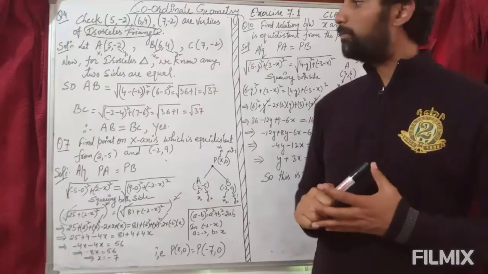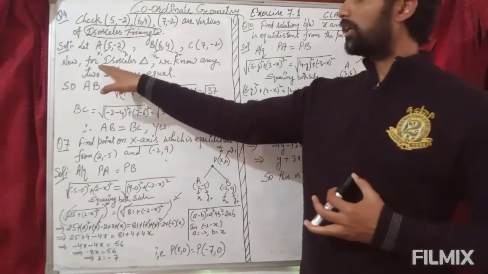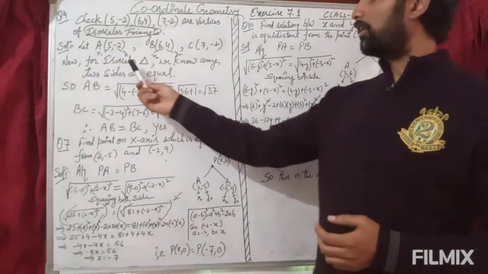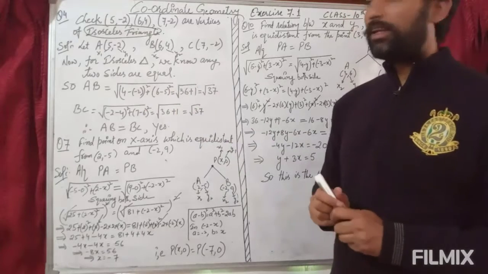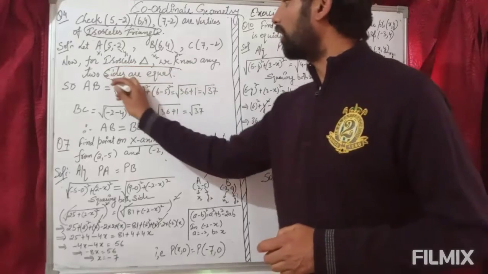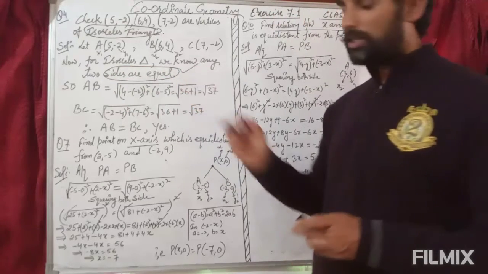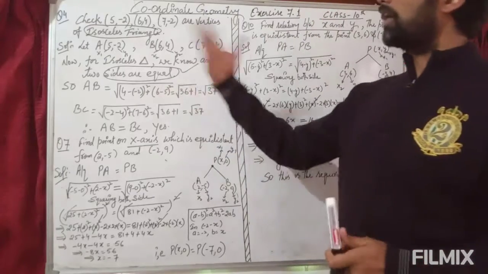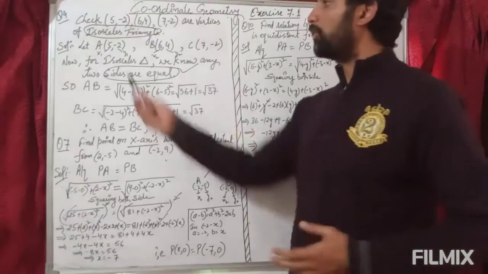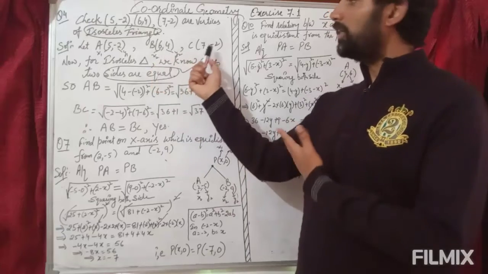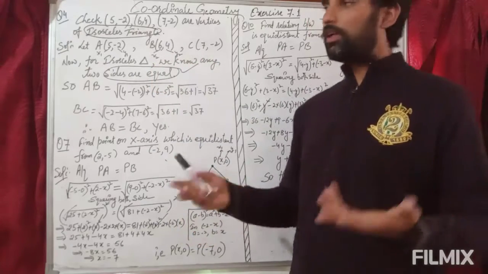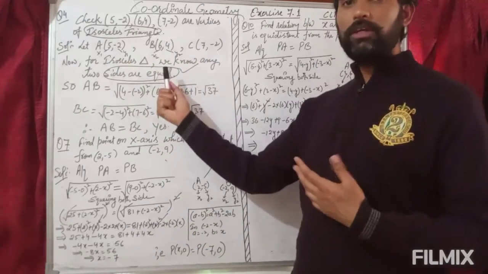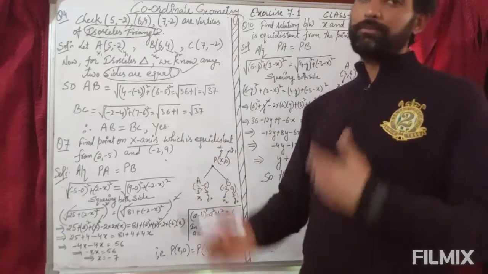So I just give the names A, B, C. Here we know the condition for the isosceles: if the triangle is isosceles, then two sides are equal. If any two sides are equal, then my question is solved. So I start by finding the distances AB, BC and CA, because we have 3 points. Generally we find the distance AB, then BC, and then AC.